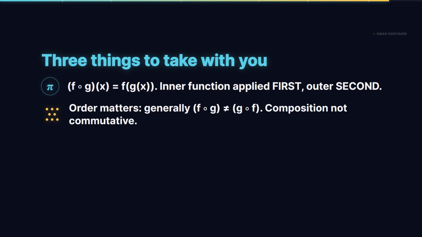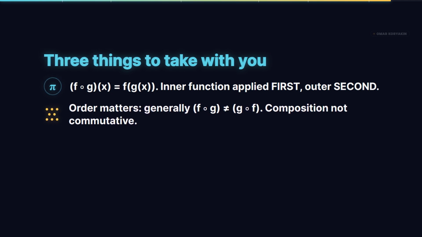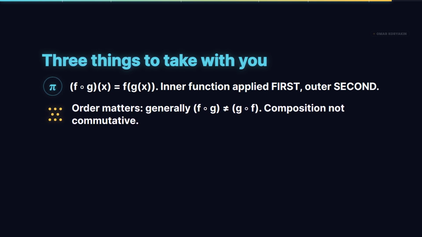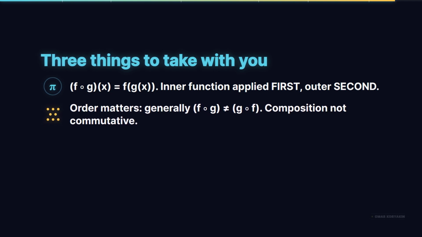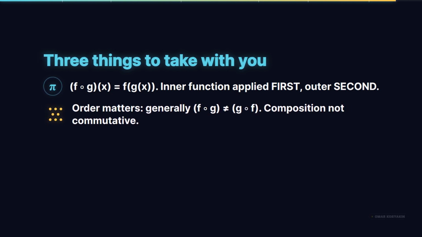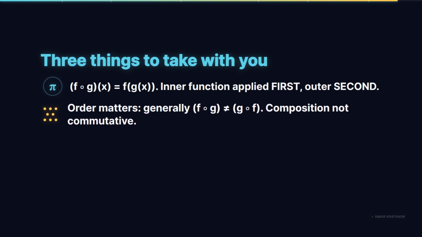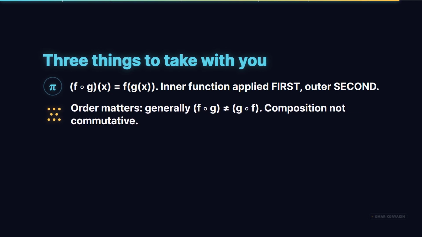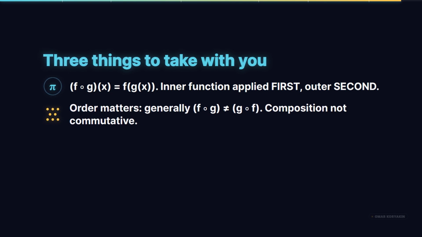Second, composition is not commutative. The order of the two functions matters. F composed with g is generally a different function from g composed with f, with different rules, different domains, and different specific output values at most inputs. Always pay attention to which function is inner and which is outer before computing or simplifying. The non-commutativity is one of the most important properties of composition and distinguishes it from operations like addition and multiplication.